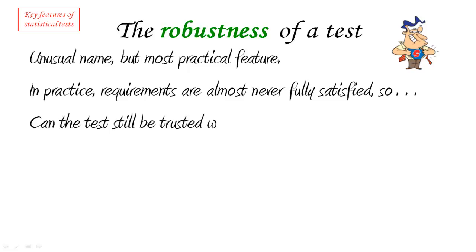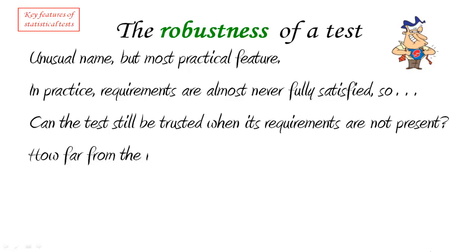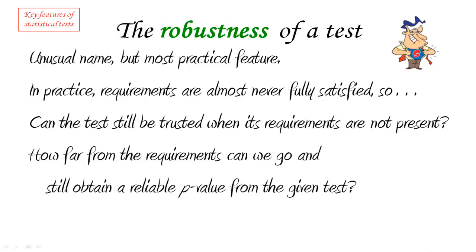So what we're asking is, can the test still be trusted when its requirements are not fully present in the given situation? Okay? Another way to word it is, how far from the requirements can we go and still obtain a reliable p-value? Maybe not an exact p-value, but hey, p-values are never exact anyway, right? There is always all kinds of approximations going into the computation of a p-value. Right? But the idea is, well, can we deviate from the requirements, and how far can we deviate and still get a good answer? There are some tests that are fairly robust, so even if the assumptions, the requirements are not fully satisfied, they still work.